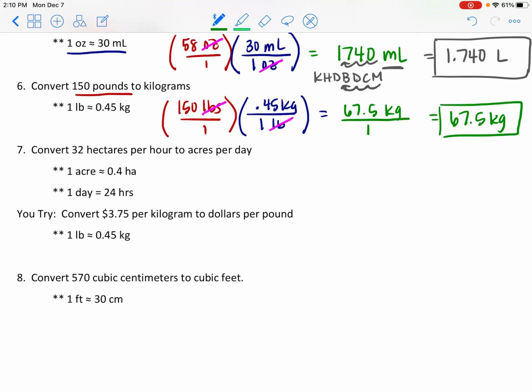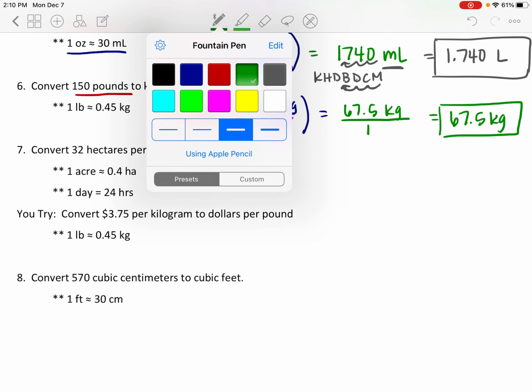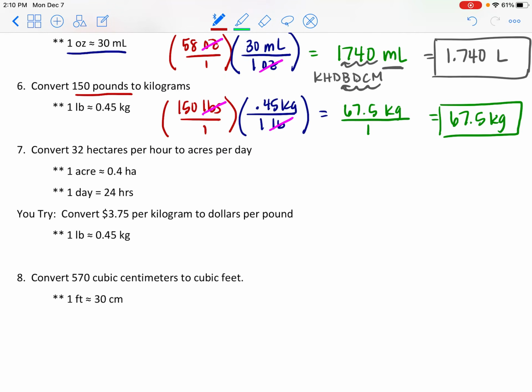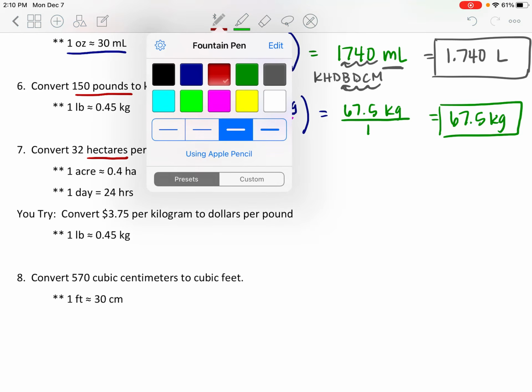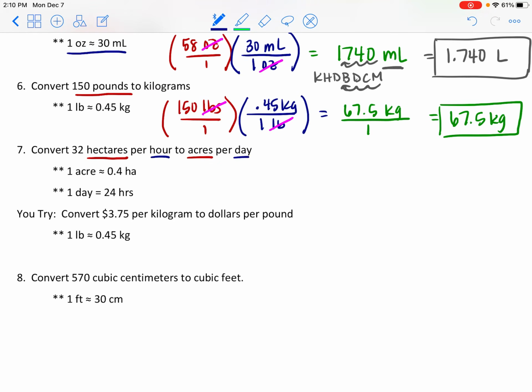So we're going to make the same types of conversions here, 2 conversions. If we're going to go from 32 hectares per hour to acres per day, then we're going to go from hectares to acres, and then we're going to have to go hours to days, okay? So one thing at a time. Let's start with this, what we're given, 32 hectares per hour.